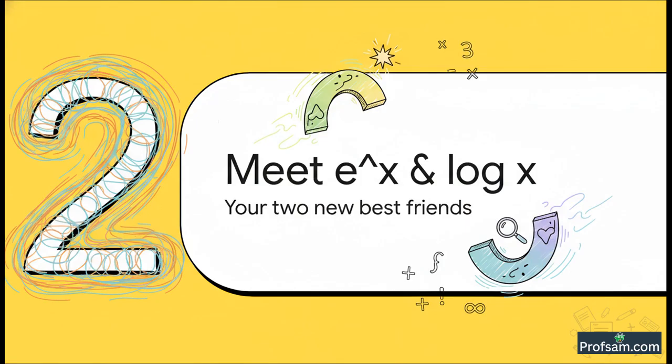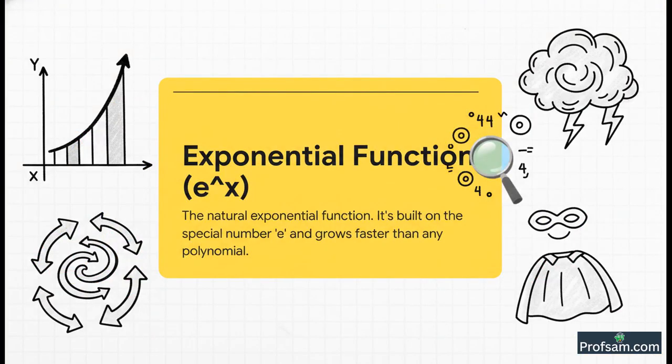I want you to think of them as two new characters in your math story, and each one has its own unique superpower. First up, we have the exponential function, e to the x. Let's call it the unchanging hero. This is the function that perfectly models that viral, super fast growth we were talking about. It's all based on this one special number, e, which is roughly 2.718. Just think of e as the secret ingredient for maximum continuous growth. It's why this function grows faster than anything you've seen before.